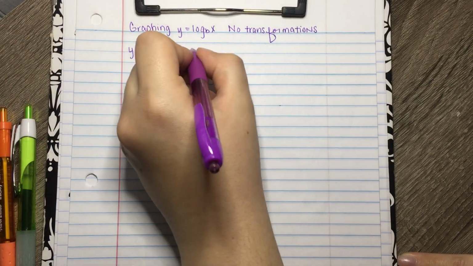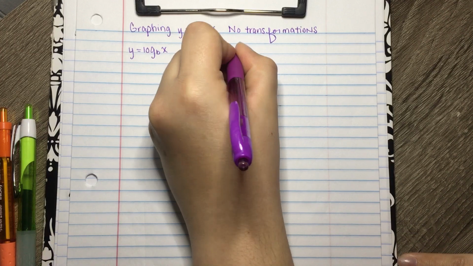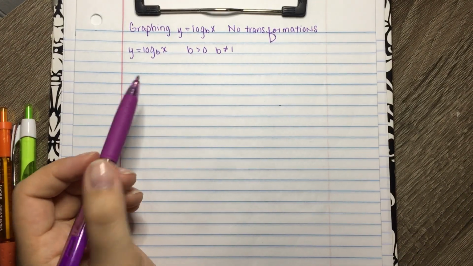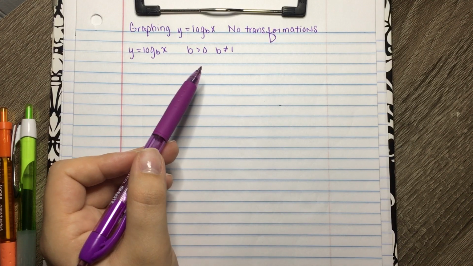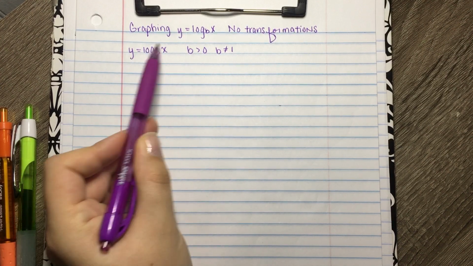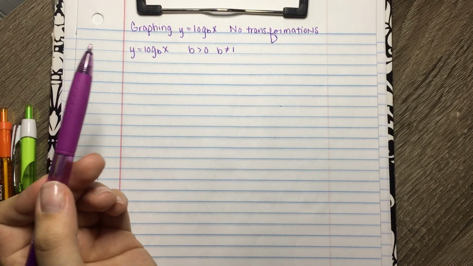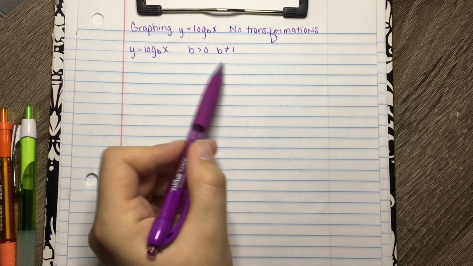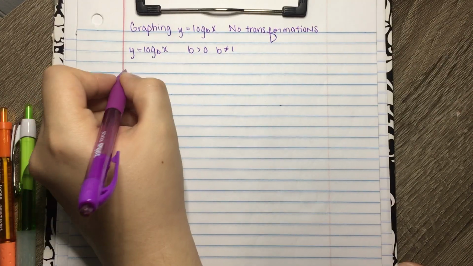We do have a few conditions for that base. Our base has to be greater than 0. It cannot be a negative number. And our base cannot be equal to 1. Thinking about how we write in exponential form, b to the y is equal to x, if my base is 1, 1 raised to any power is 1. So it won't look like a log function. Instead, it'll just be a straight constant line. So those are our conditions.